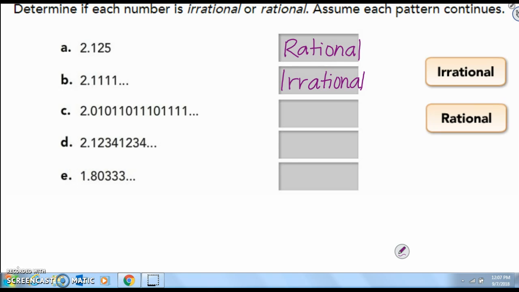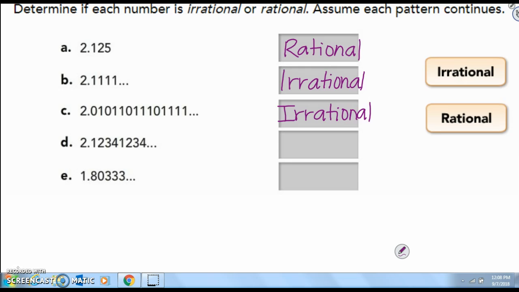For letter C, even though we see 0 and 1 repeat, they do not repeat the same amount of times every time the number 1 is increased. This number is going to be irrational because it is not a repeating or terminating decimal.